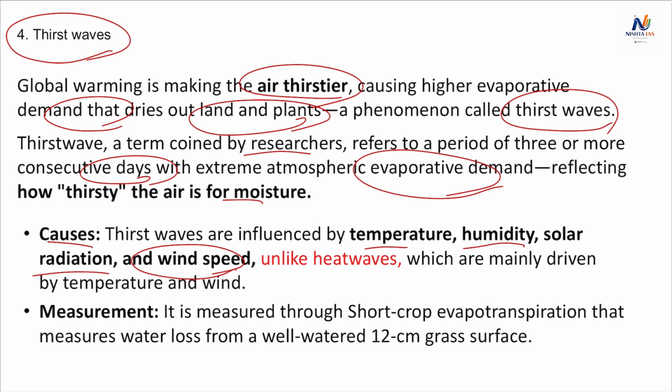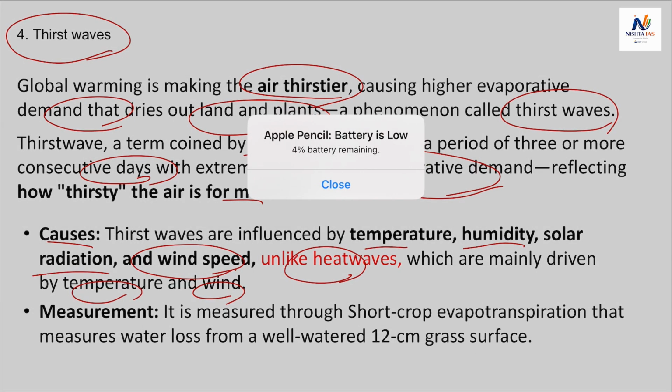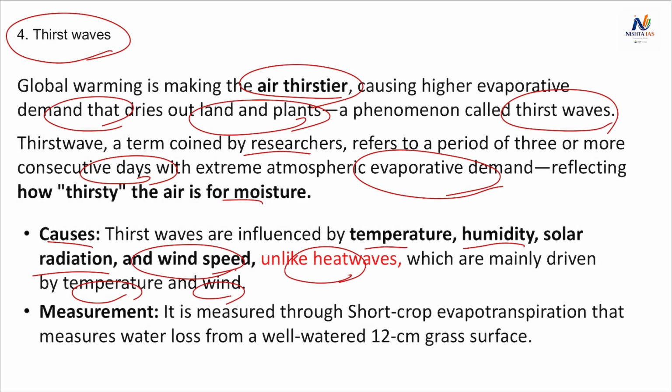Unlike heat waves, thirst waves have various causations. Heat waves are mainly because of temperature and wind. That means heat waves do not take humidity or the radiation of the sun into consideration. Friends, in other words, thirst waves are a more complex phenomenon than heat waves, which are caused simply by very high temperatures.